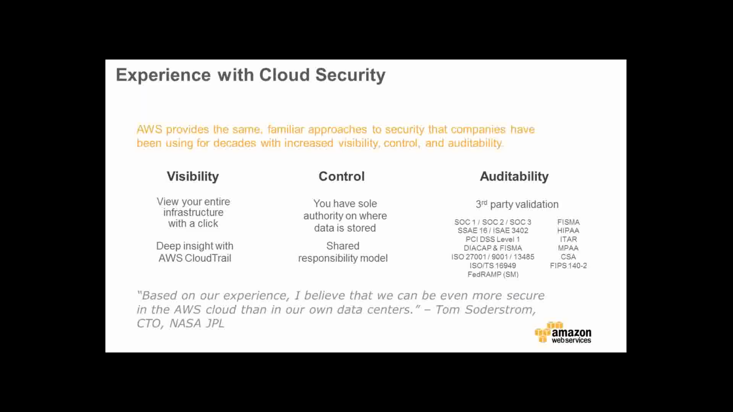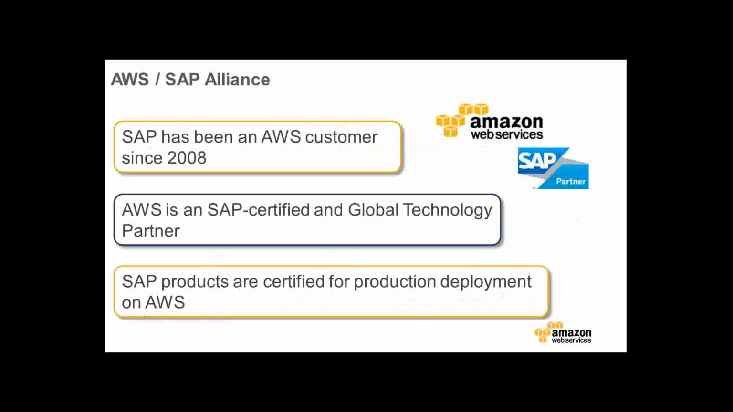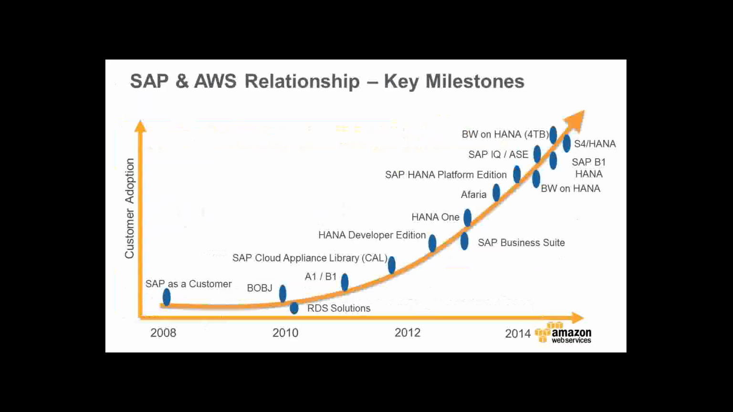So now that we've talked a little bit about the platform, let's talk a little bit about the relationship specifically with SAP. SAP has been an AWS customer since 2008. And AWS has been a certified global technology partner of SAP since 2011. Over the past 4 years, we've been working closely with SAP to certify the bulk of their offering to run in production on AWS.